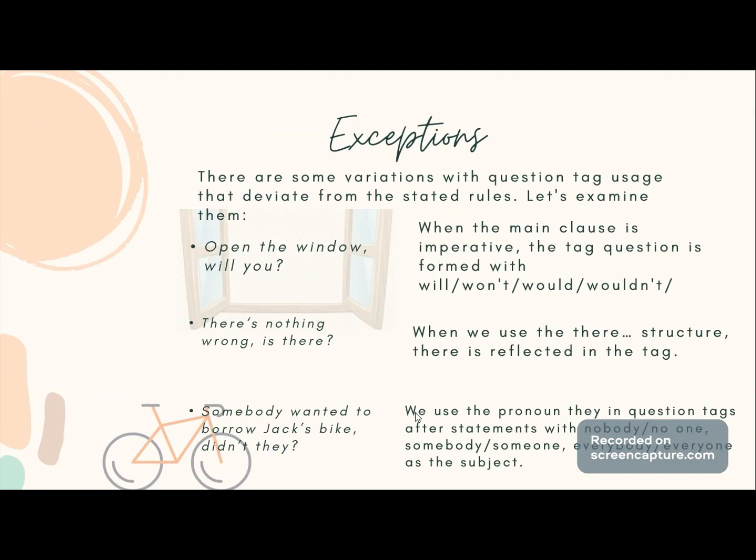There are other exceptions too. Let's see. Open the window, will you? When the main clause is imperative, the tag question is formed with will, won't, would, and wouldn't. There is nothing wrong, is there? When we see there in the main sentence, we use there in the tag question. Somebody wanted to borrow Jack's bike, didn't they? We use the pronoun they in question tags after statements with nobody, no one, somebody, someone, everybody, everyone as the subject.